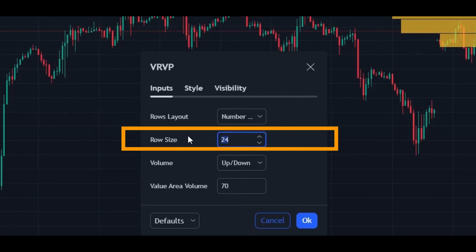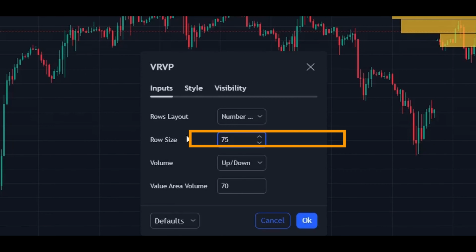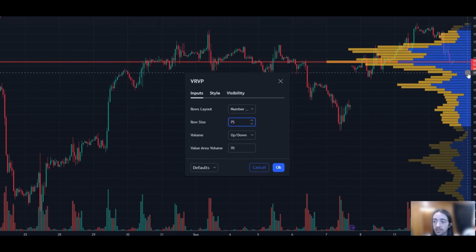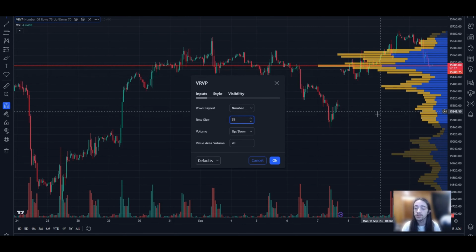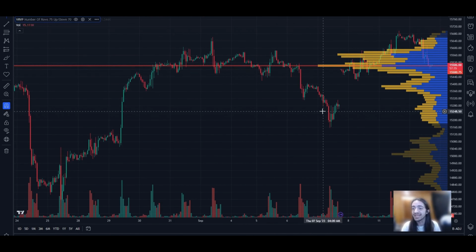What I like to do with this study though is I like to go into the settings, and for row size I like to bring it up to either 75 or 100, and what that's going to do is it's going to make the bars smaller so I could really get more of an in-depth area of where these price levels are. So I would mark this off as a key level, and I would mark this off as a key level. Would also see down here was pretty strong.